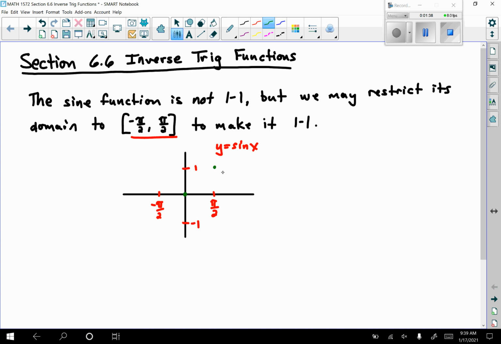Sine of pi over 2 is 1. Now if we went to sine of pi, we're going to be back here at 0, and then that's not going to pass a horizontal line test. Sine of negative pi over 2, which is the same as sine of 3 pi over 2, that's going to be down here at negative 1. And then we have the curve that goes like this.